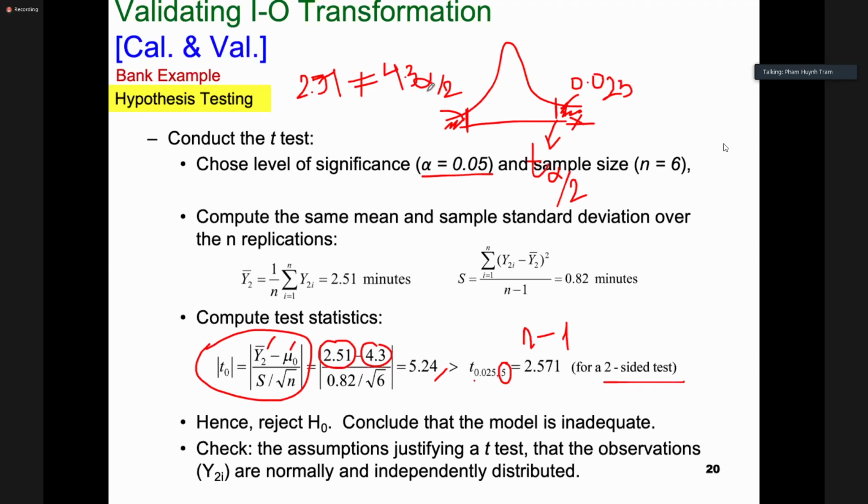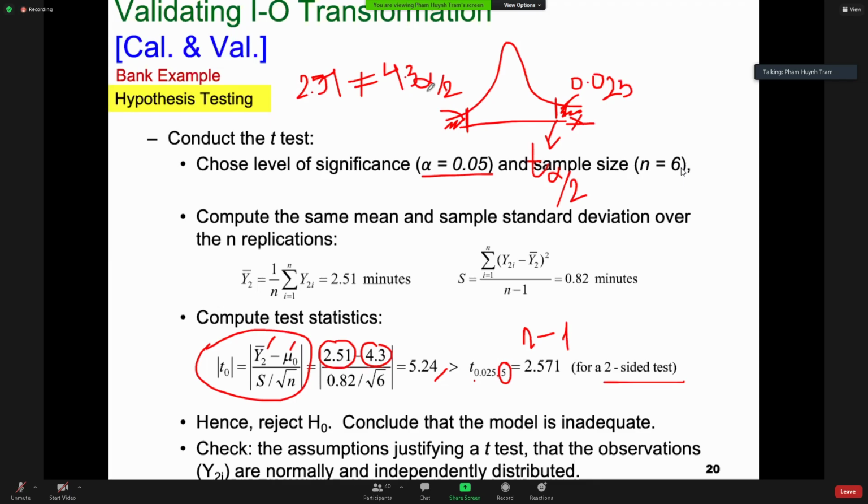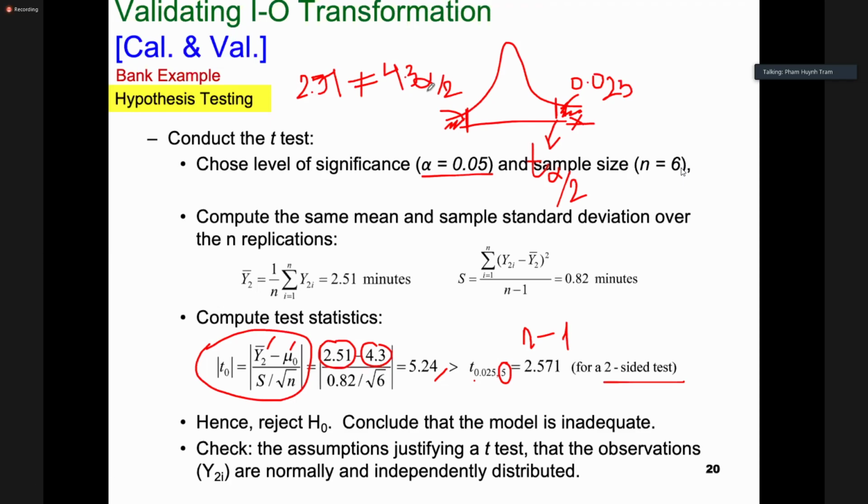Or the output from our model is different from the real system, and so our model is inadequate. It's not good enough. Right? Our model is not valid. We cannot use it yet. Right? So if our model is inadequate, what should we do? Let's say after hypothesis testing, we found that our model is inadequate. We have to reject our null hypothesis that the output from our simulation model is statistically similar to the real system. Then what should we do?